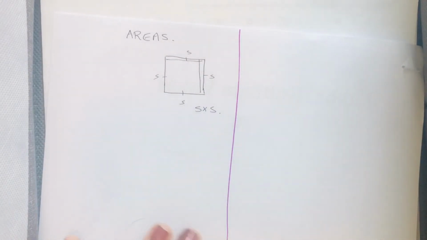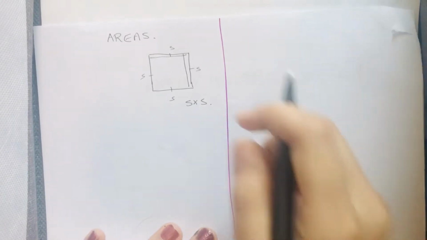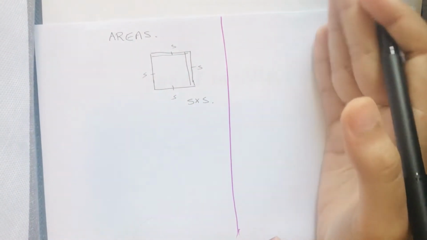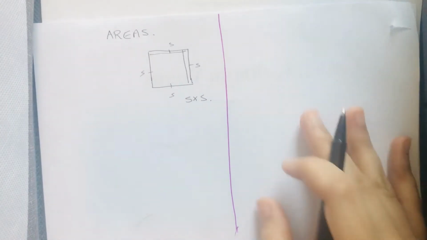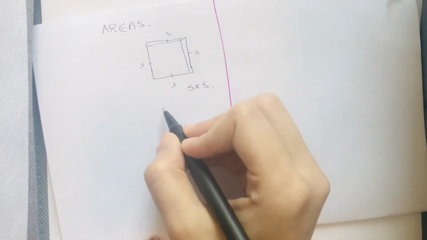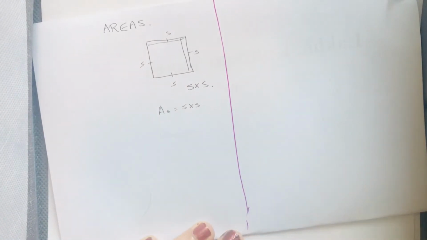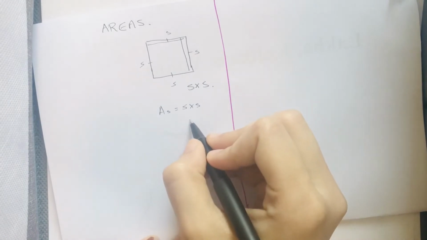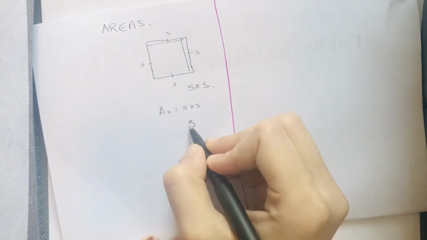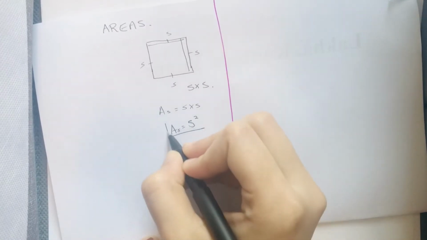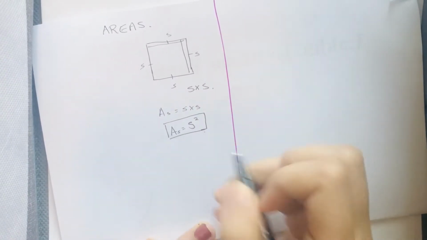Now let's dive in. So to get it, we take one side multiplied by the other side, as I showed you using the book. So the area of a square is equal to side times side, and if you have seen my video of squares, you must be knowing that it can further be simplified to be written as side squared. So area of a square is equal to side squared.